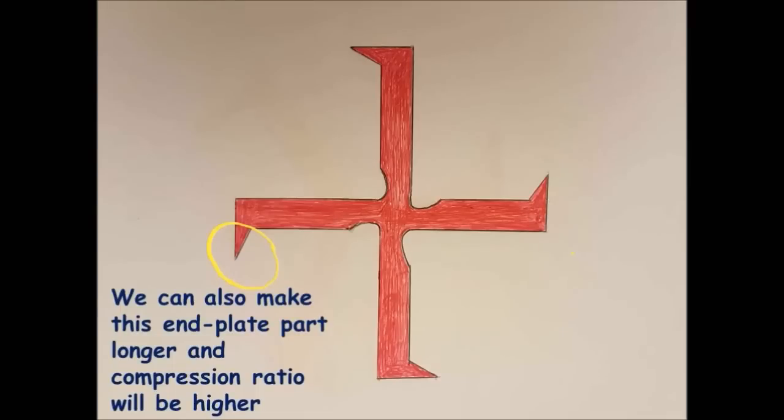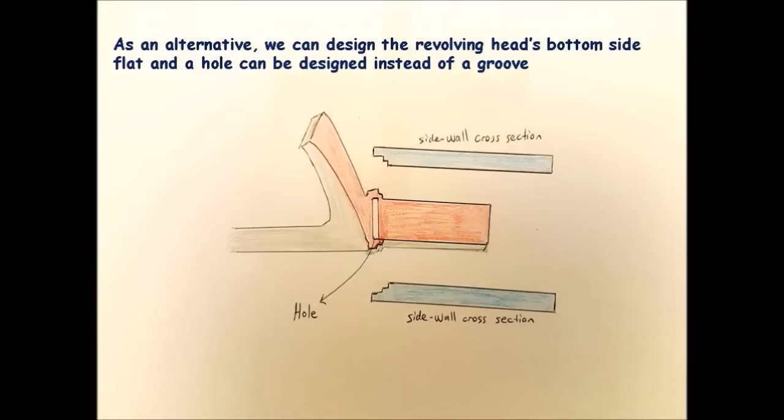If we can make the end plate part, as shown here, longer, we can obtain a higher air-fuel compression ratio. Also, the revolving head can be designed with a flatter bottom side, and a hole can be designed instead of a groove. With a hole, we can make the end plate part which goes into this hole longer.